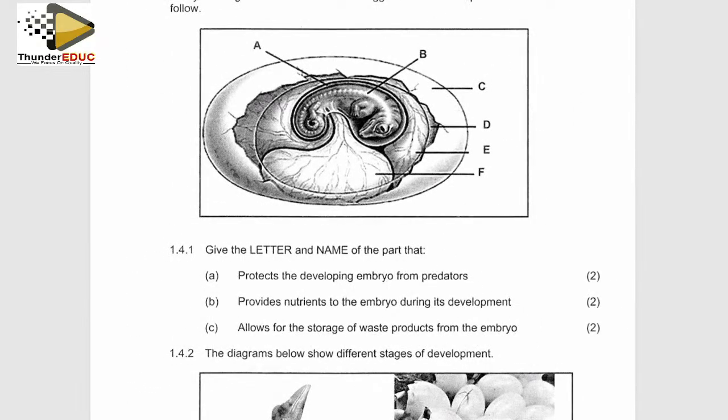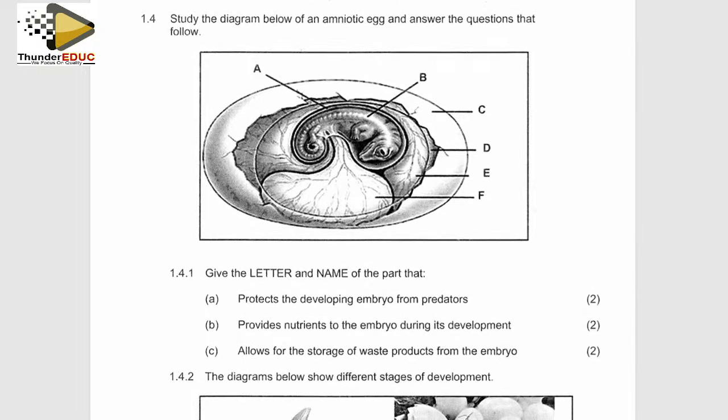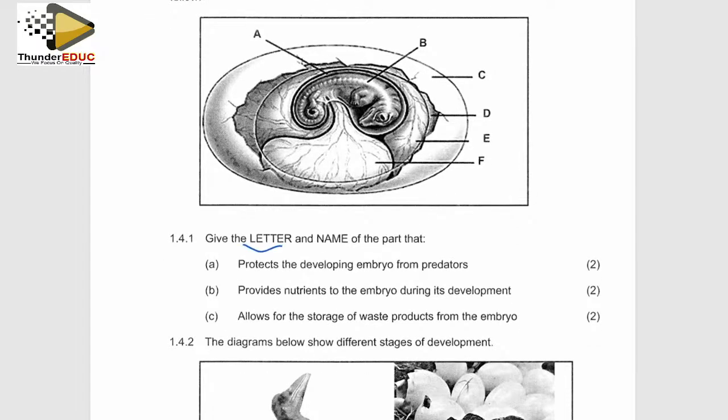This question is from reproduction in vertebrates. They're saying label and name the part, the letter and the name. Protects the developing embryo. Obviously it is the shell, so that's mostly the correct answer. And then, provides nutrients to the embryo during development. Provides, meaning that it brings the nutrients. So the most probable answer is the yolk sac, which is coming from the yolk.